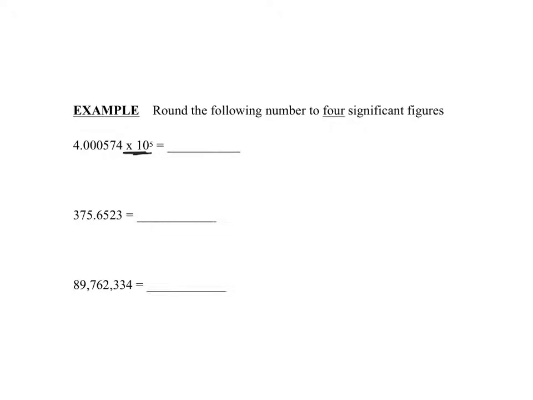4.0000574. Well, let's count significant figures. Here's 1, 2, 3, 4. That 4th 0, all 3 of those zeros are sandwich zeros, so they're all going to count. So 4.000. Since this is our 4th significant figure, you've got to look at the next number there, the 5, and you've got to use your rule. Well, the 5 rounds up, which means that last 0 is going to turn into a 1, 4.001.